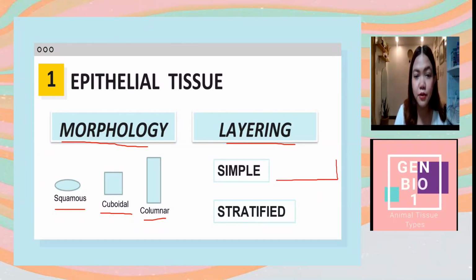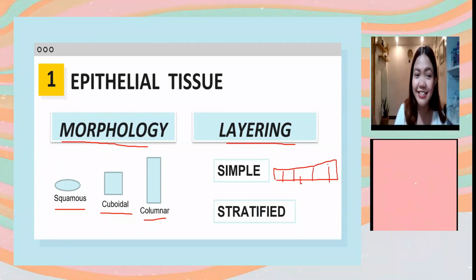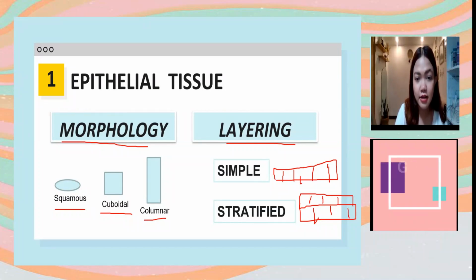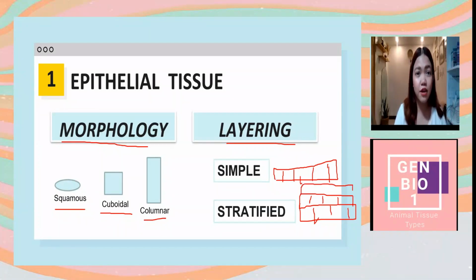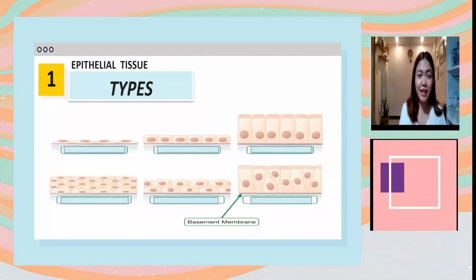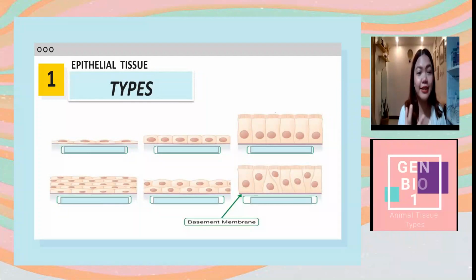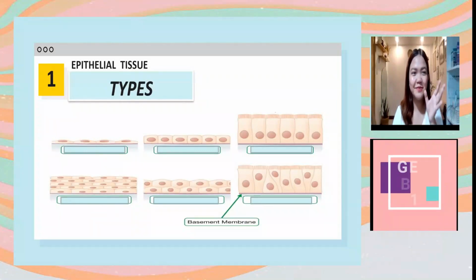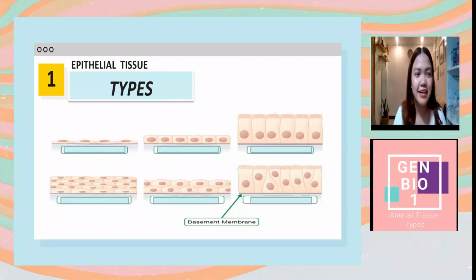Basically, simple is just 1 layer of cells. Oh, that's simple. And then you'll also have your stratified. So stratified is basically just multi-layers of your cells. So it could be 2, 3, 4, whatever. Okay? Now, knowing the morphology, knowing the layering, I believe that you already can distinguish what type of epithelial tissue each of these examples are.